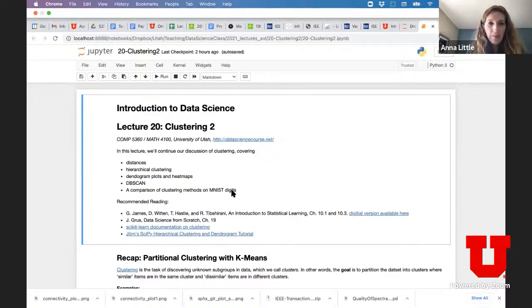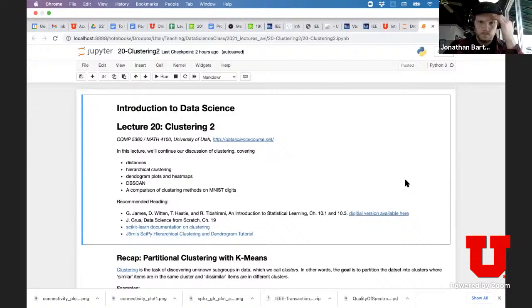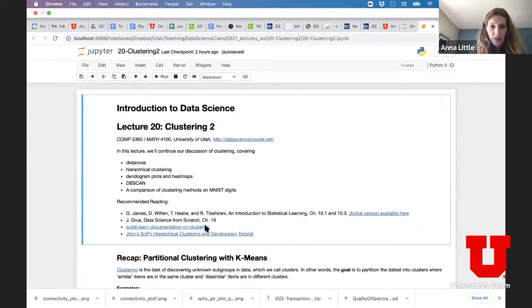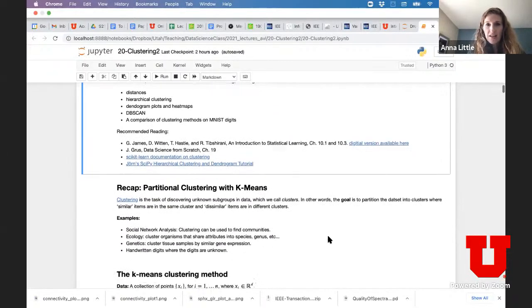Okay, so in this lecture, we'll continue our discussion of clustering, and we'll talk about different distance metrics that you can use, hierarchical clustering, dendrogram plots, DBSCAN, and then for the exercise today, you'll get to look at the MNIST digit data set and practice some different methods on that. Okay, so check out the recommended readings. There's a lot of good resources there.